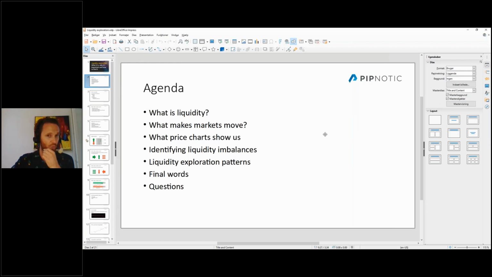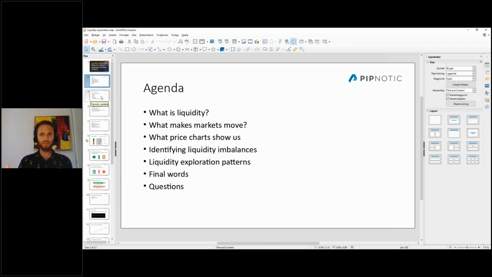So the agenda is we're going to talk about liquidity. What is liquidity? This is something I didn't understand. We're going to look at how markets move, because a lot of people misunderstand what makes markets go higher and lower. We're then going to look at what charts are actually showing us, then liquidity imbalances and exploration patterns, and we're going to wrap things up with hopefully a nice discussion at the end, answer some questions and go through a few examples.